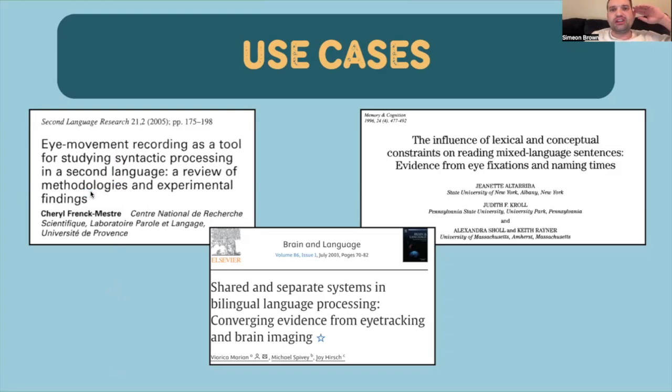Down at the bottom, we've got the shared and separate systems processing and bilingual language processing. This was a cool study. They took bilingual speakers and gave them tasks such as they might take a Russian speaker and have them look and identify the shark. All right, and there's a group of pictures. One of them is a shark. And they say, point out the shark.